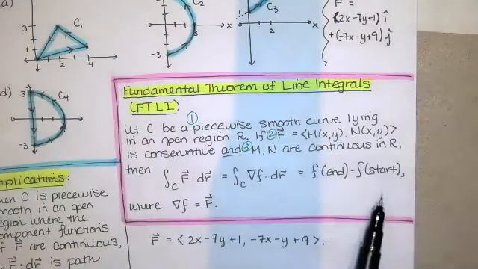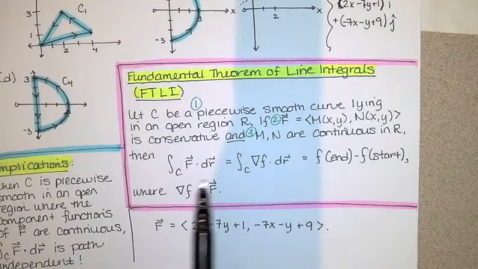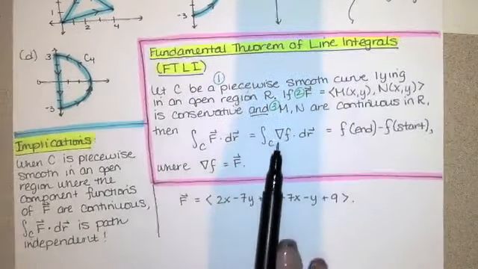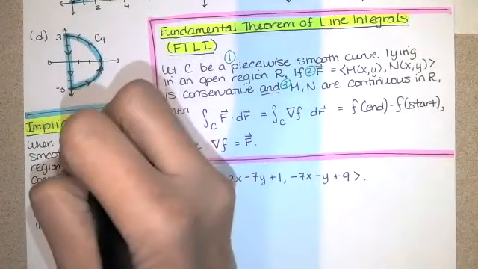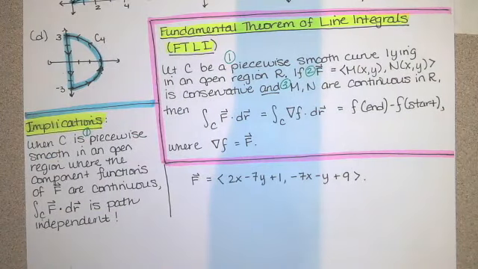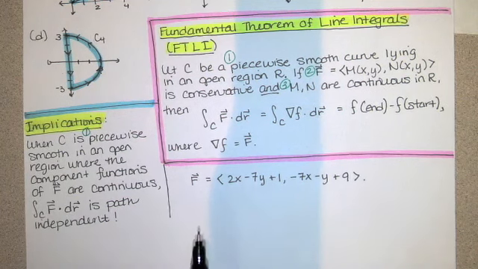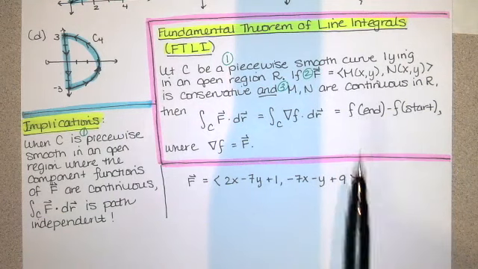Now that actually gives us a lot more than just this one way of evaluating this line integral. So there are lots of implications for this. First, it says that if C is piecewise smooth in an open region where the component functions of f are continuous, then this line integral is what we call path independent. It really doesn't matter how I get from the start point to the end point.